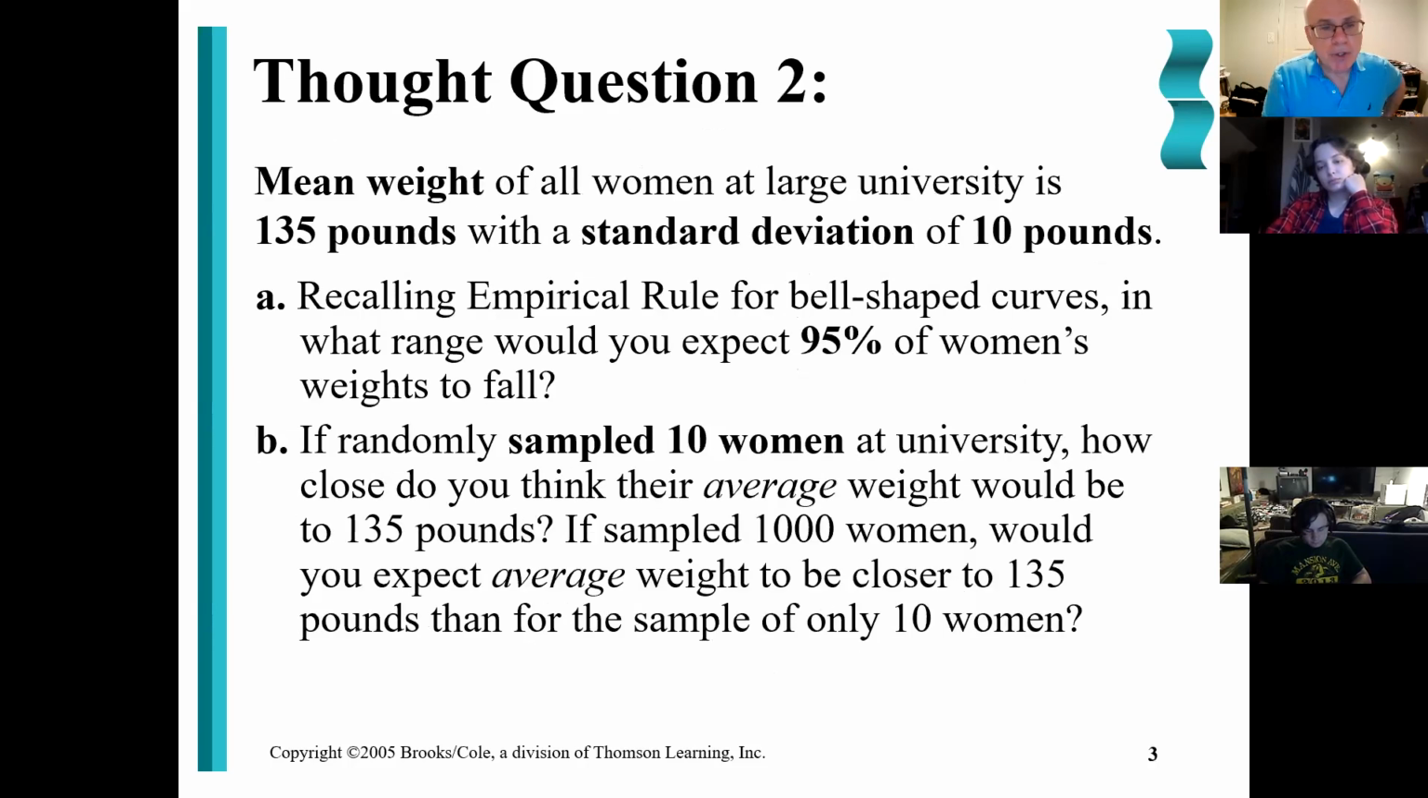All right, let's look at another example here. The mean weight of all women in a large university is 135 pounds, with a standard deviation of 10 pounds. Now remember the empirical rule, right? For bell-shaped curves, does anybody remember how many standard deviations from the mean is 95% of the data? 2. That's right.